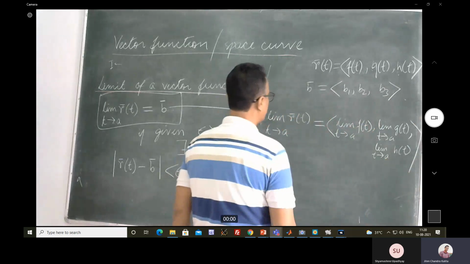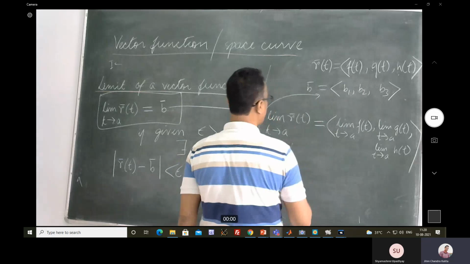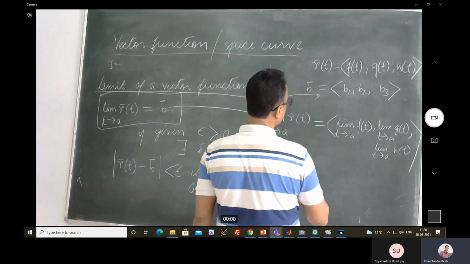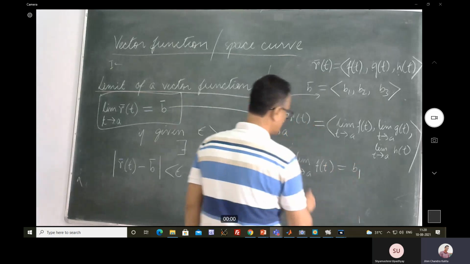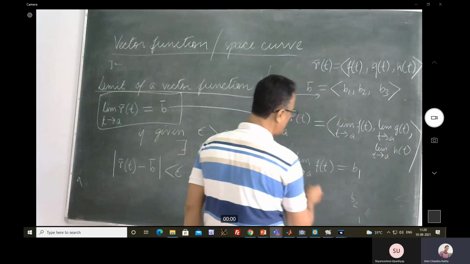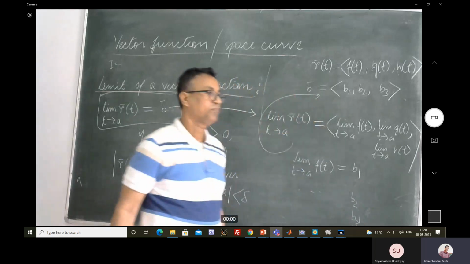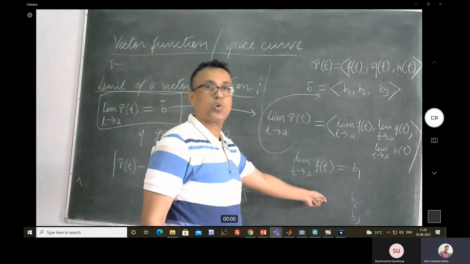Right? So that means if I equate it to B, I am going to simply have the limit as t tends to A of FT equal to B1. Similarly, that of GT is going to be equal to B2, and that of HT is going to be equal to B3. Right? So this is the way it works out.